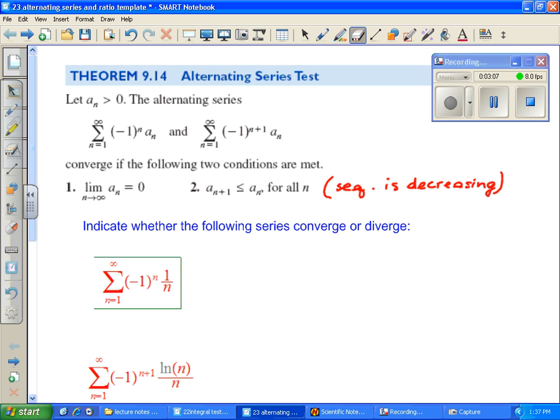Okay, so the first example here is clearly an alternating series. All you have to look at is the limit of 1 over n. What is the limit of 1 over n as n goes to infinity? 0. And 1 over n is decreasing; we know that anyway, right? So therefore, does the given series converge or diverge? It converges by the alternating series test.